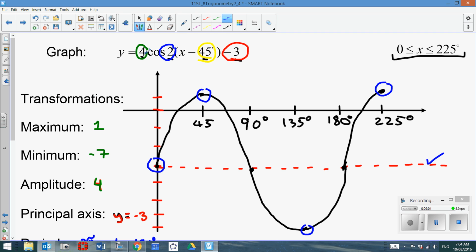Identify our transformations. Again, we have a vertical stretch. We have a horizontal compression, because it takes me 180 degrees to complete, which is less time than 2 pi's equivalent of 360. I have a horizontal shift, and I have a vertical shift. Now if I'm thinking about using a vector to represent my shift, I'm moving 45 degrees to the right, and I'm moving down by 3.